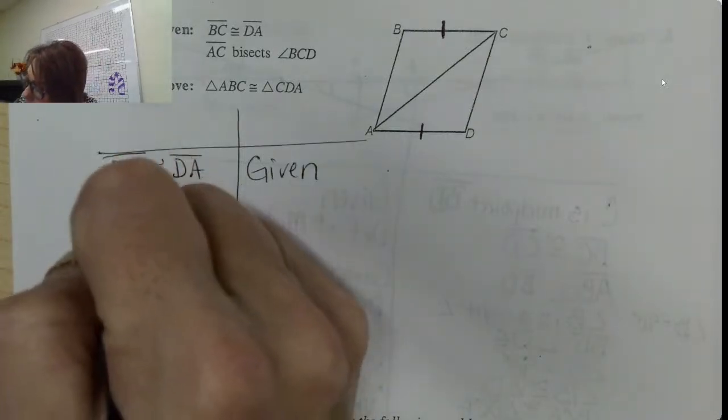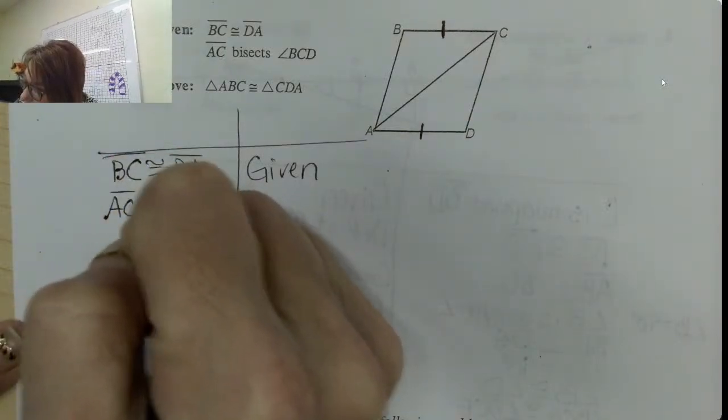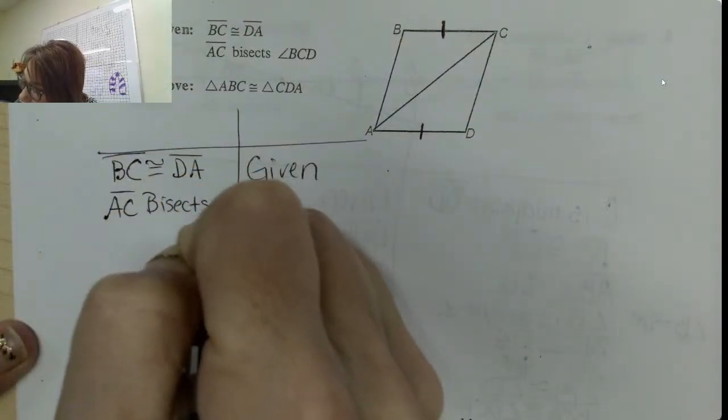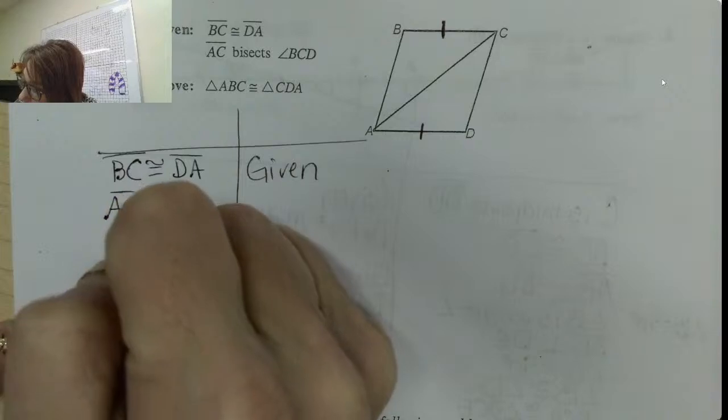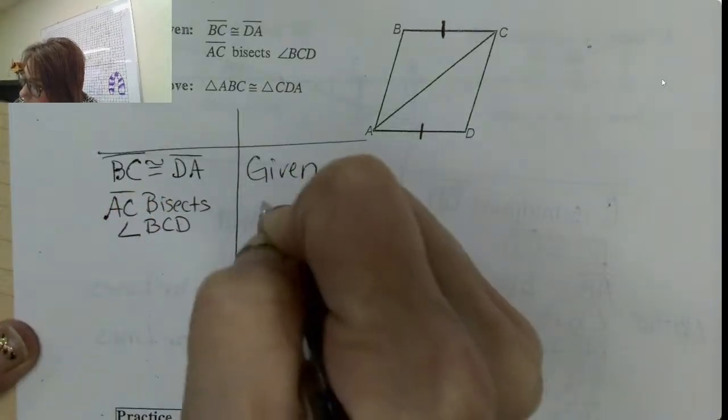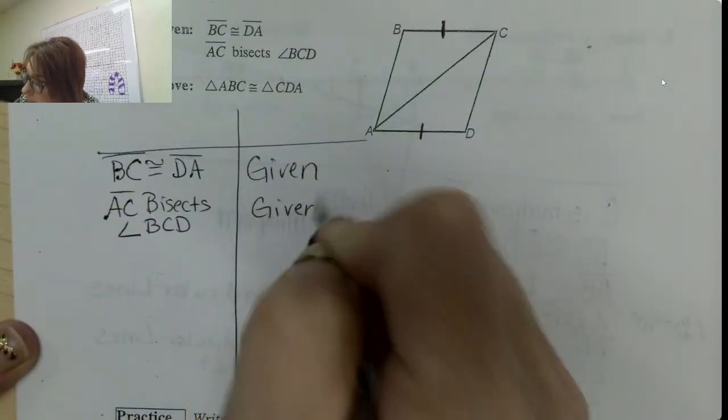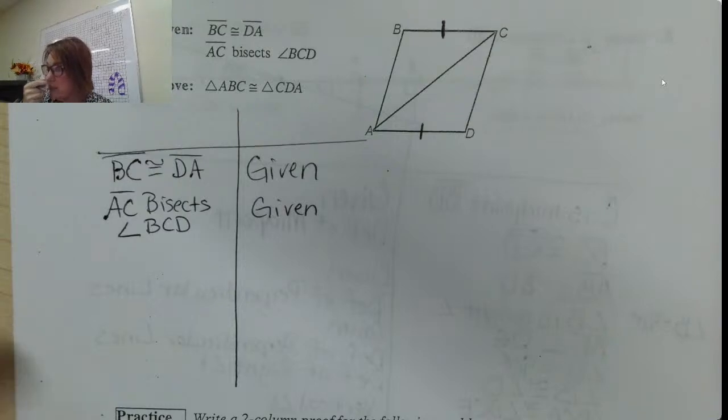AC bisects angle BCD. They gave us that too, right? Now, what does it mean? The word bisect. What does that mean? Cuts it into two equal pieces.